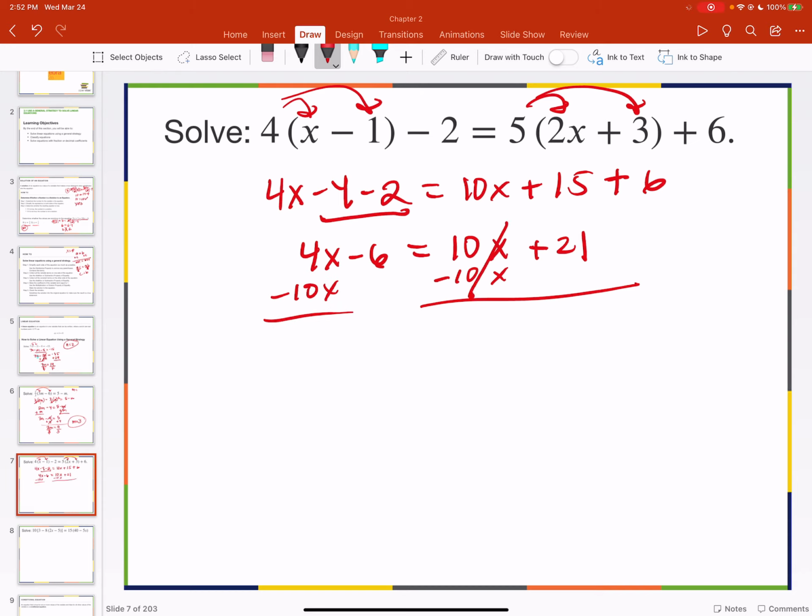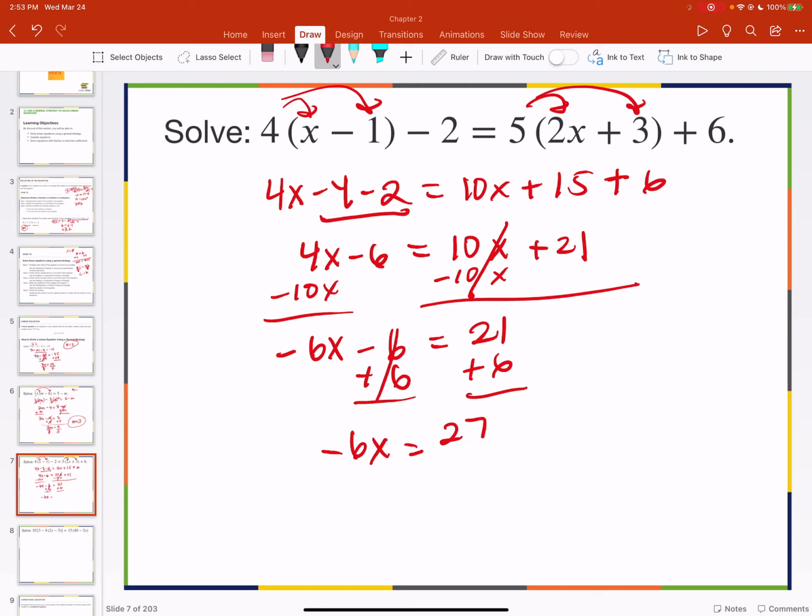Okay, so this cancels on the right-hand side. 4x minus 10x is negative 6x. Minus 6 is equal to 21. So then add 6 to both sides. Negative 6x is equal to 27.